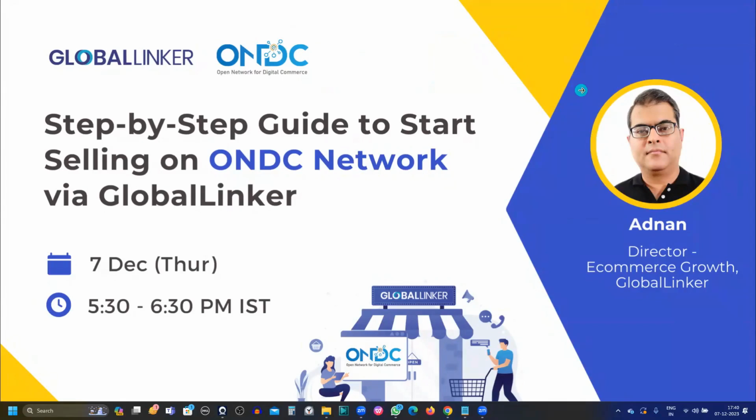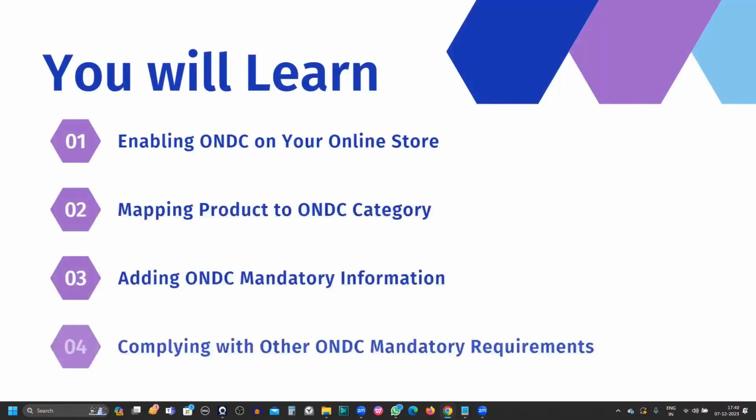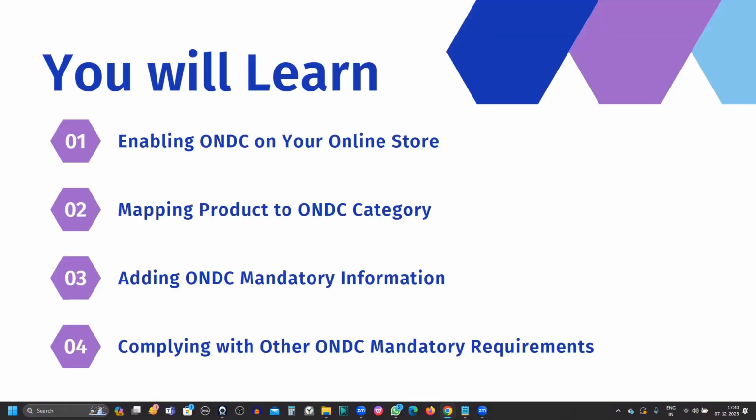Firstly, let's understand the steps. There are four broad steps. One is you have to enable ONDC onto your online store. Then you have to do the product mapping, and then you have to add mandatory information. And lastly, you have to comply with other ONDC mandatory requirements. In this sheet, we'll see the list of the ONDC mandatory requirements. I'll also share with you a tracker which you can use to go through this or evaluate if there is any issue in your ONDC activation.